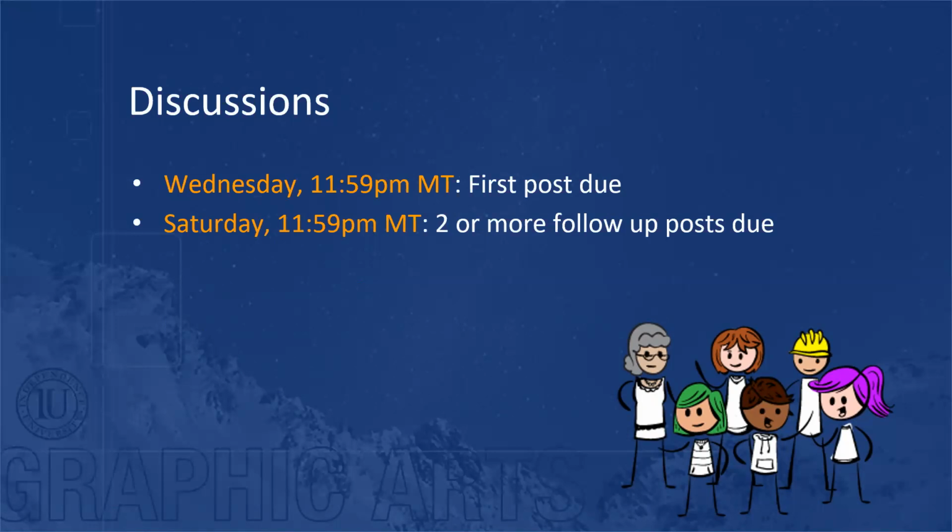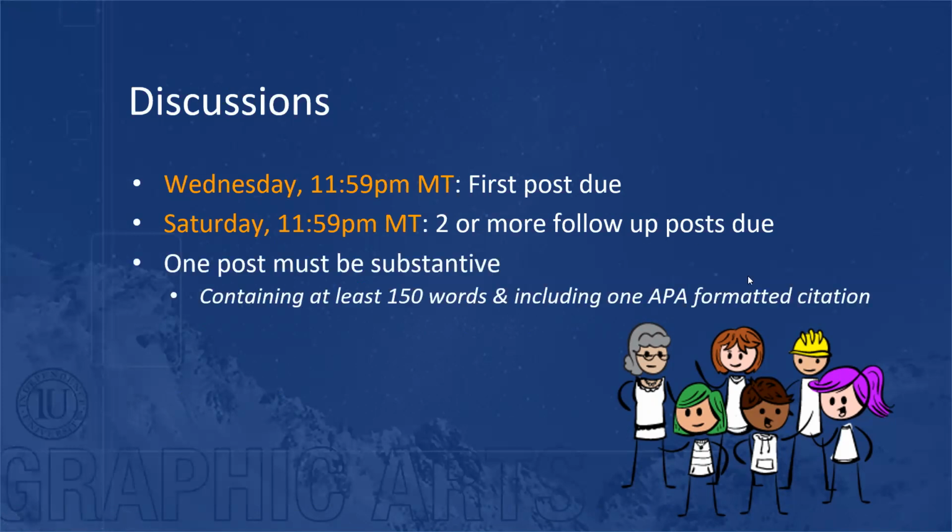So the discussions, they are complete at 11:59 p.m. is when your first post is due, and then the other posts, follow-up posts, at least 2 of them are due Saturday at 11:59 p.m., both Mountain Time. One post, typically your first post, must be substantive, which means you need to have at least 1 citation, and you need to have at least 150 words.